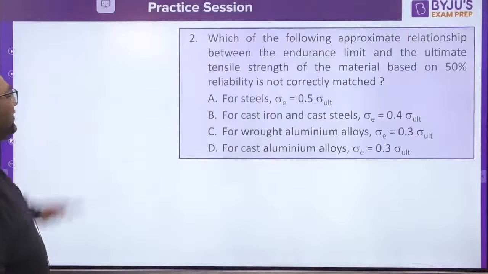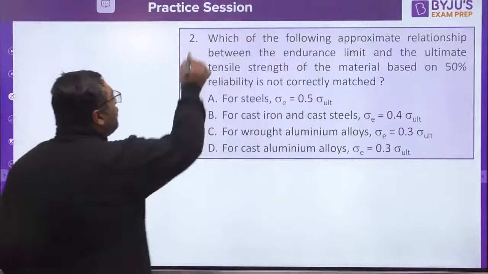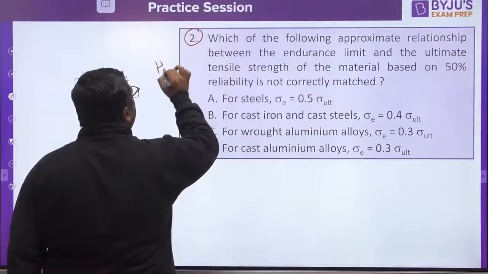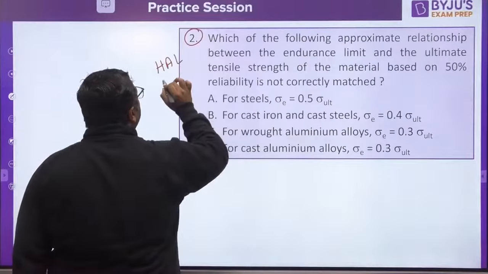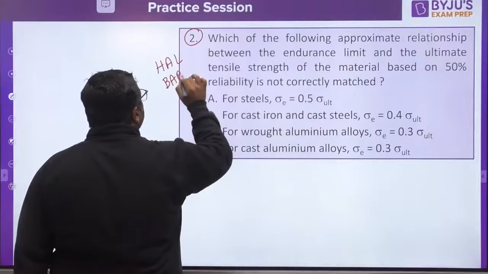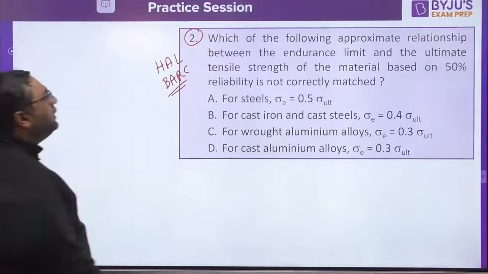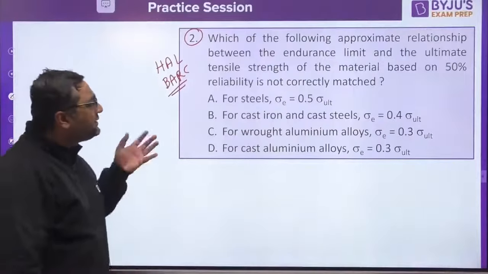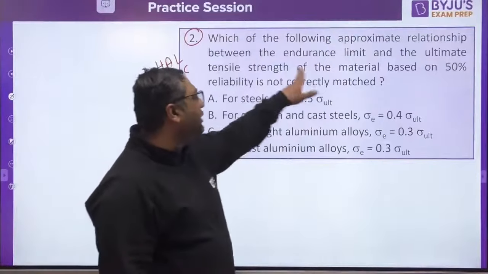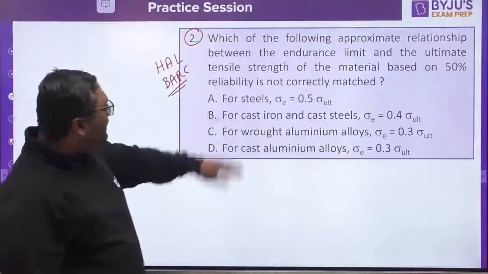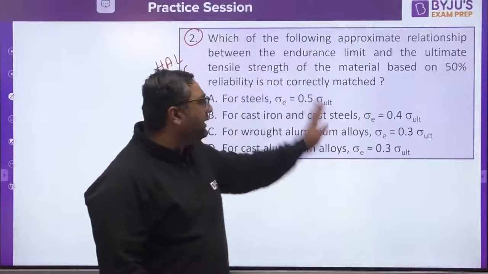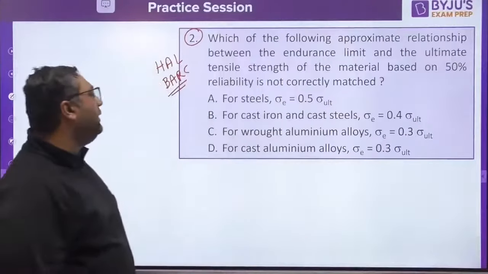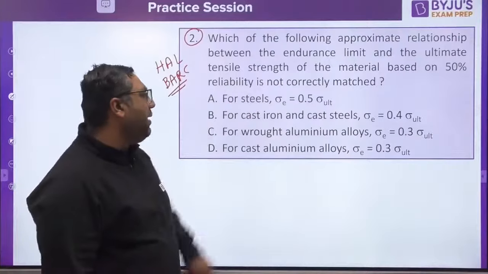So let us go to the second question. Dear, this is a question which is once again good for both HAL and BARC. You can have this question for both. Which of the following approximate relationship between the endurance limit and ultimate tensile strength of the material based on 50% reliability is not correctly matched?